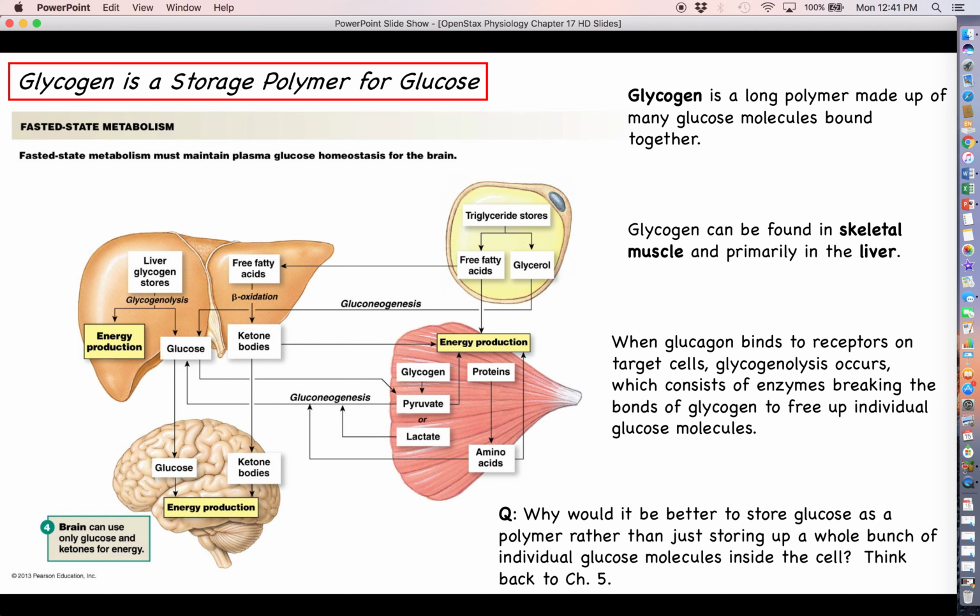So here is a very interesting thing to think about. Why would it be better to store glucose as a polymer rather than just storing up a whole bunch of individual glucose molecules inside the cell? It says think back to chapter 5, but that is actually mislabeled. It means think back to chapter 3 and some of our discussions there. So again, why would it be better to store glucose as a polymer rather than just storing up a whole bunch of individual glucose molecules inside the cell?